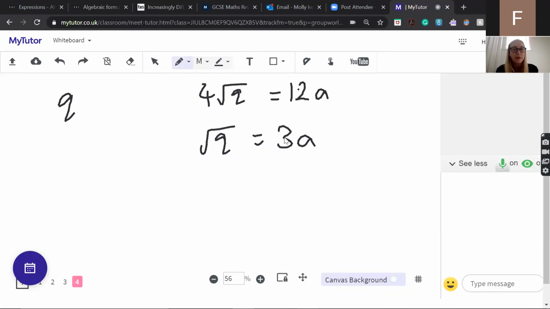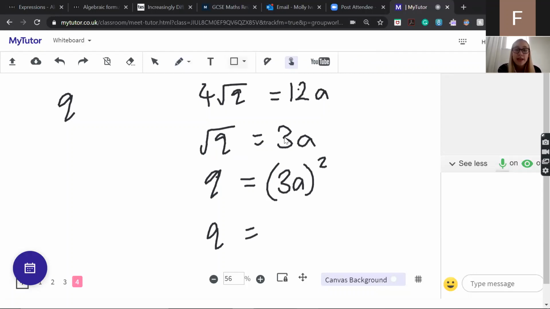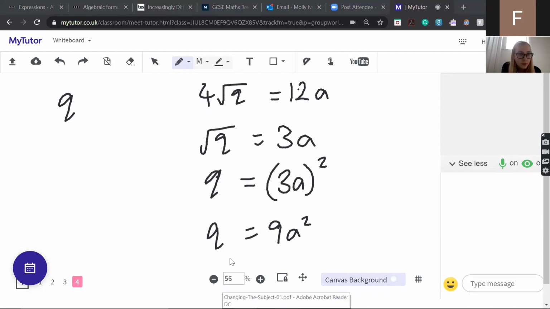Now we've got to be careful with this. When we square this, we get Q. When we square 3A, we get all of 3A squared, which means we have to square each individual bit. So we get 9A squared. That one's a bit sneaky because you've got to be careful what you're doing there.